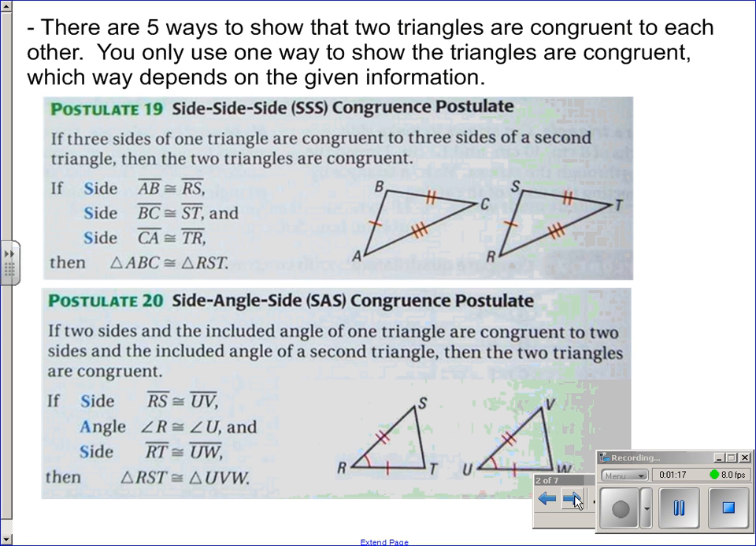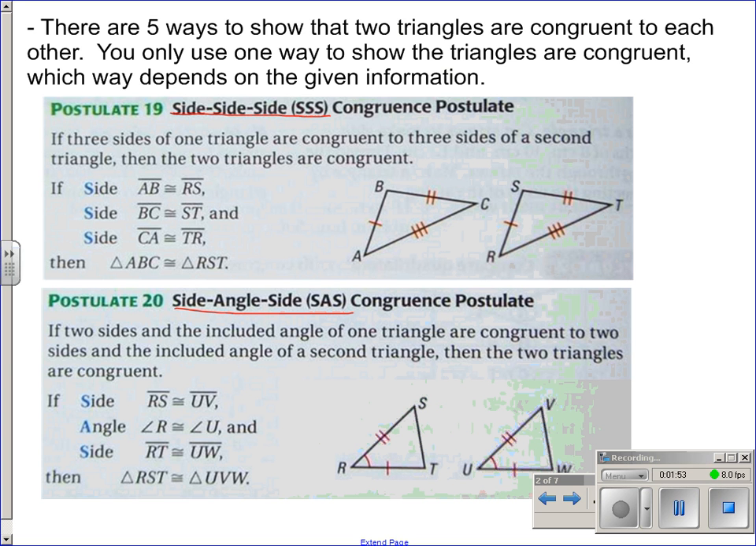So, as it says, there are 5 ways to show two triangles are congruent to each other. It does not matter which one you use. What does matter is what information you have. There are 5 ways, so go ahead, hit pause, and copy down these 2 ways. The main things you're looking at here are the names: side-side-side, side-angle-side, and the shortcut. The names kind of tell it all. Go ahead, hit pause, copy this stuff down, then I'll talk about these 2.